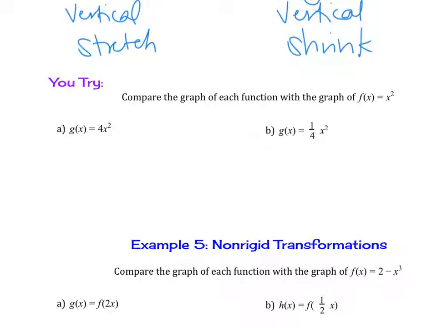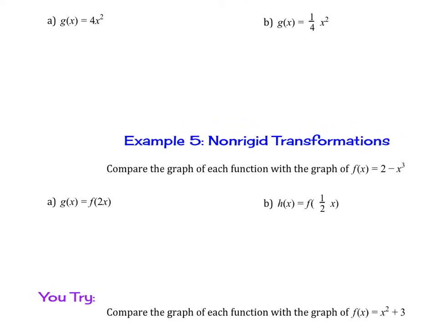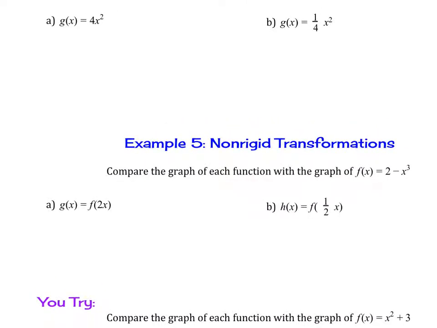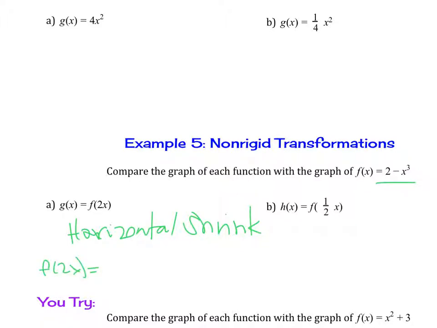Let's go down to horizontal stretches and shrinks. So we have g of x equals f of 2 times x. So we see a 2. This is going to be a horizontal shrink. If you remember from last year, we would say by a half. But what we're going to do is multiply this through so you can see it. So we're looking at 2 minus x cubed. If we plug in f of 2x, we get 2 minus 2x to the third, which is 2 minus 8x cubed.